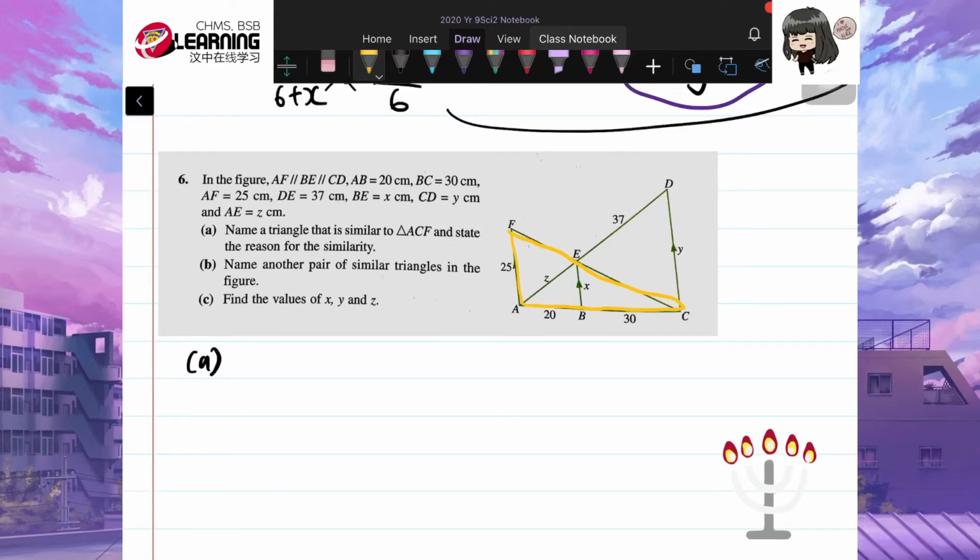Can you figure this out? Or if you have anything in your mind now, what do you think? Which triangle is similar to triangle ACF? So the answer is this over here. Why? Because you see these are the parallel lines, already given. So it's obviously similar because of angle and angle, corresponding angles, and this one is equal, and there's another one over here that is a common angle. That's how we state the reason.